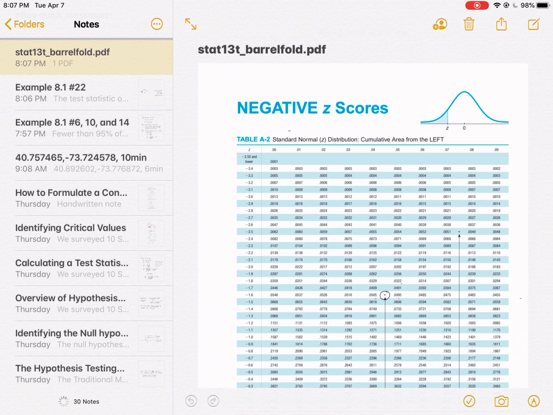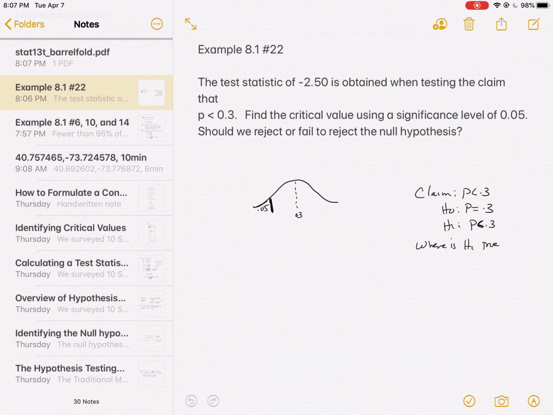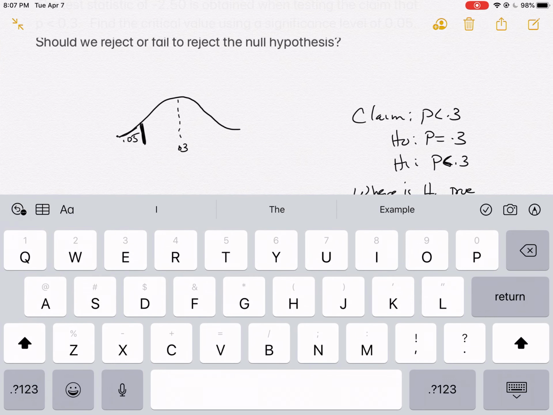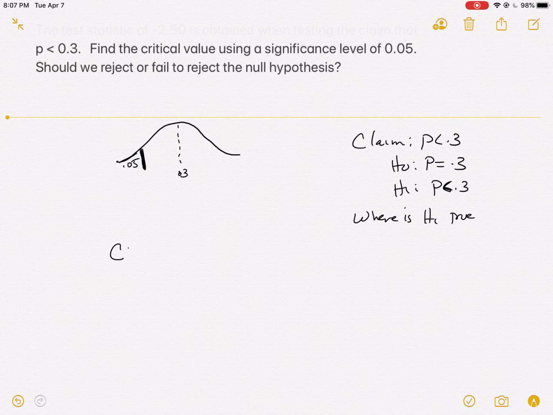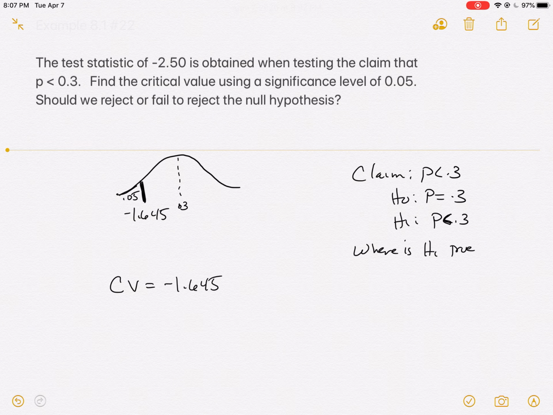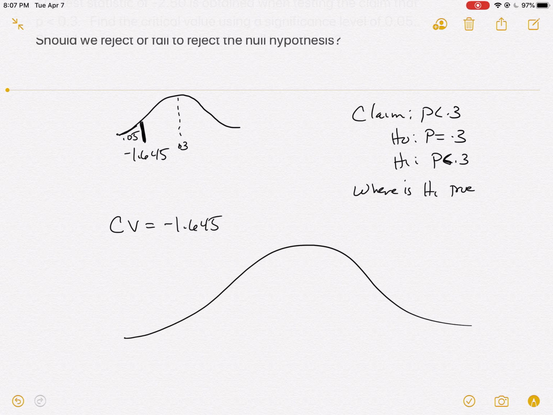And so let's go back to our notes, this 8.1, number 22, and answer the question. Our critical value is negative 1.645. That's what we got when looking up that value. So we're going to reject the null hypothesis if we're in the tail region. So let me make that tail region really big now. So here's a bigger curve. Here's the 0.05. Here's the negative 1.645 as a z-score. Now there's a z-score of 0 here.